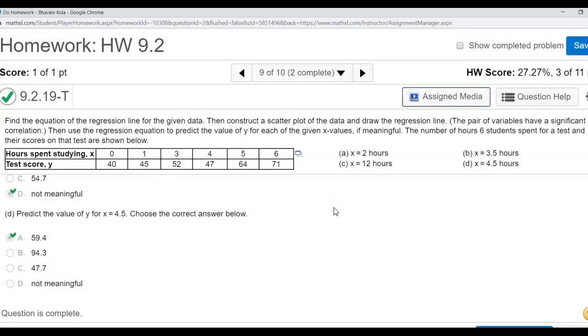Okay? So please, please, please rewind this, work this out, have your pen and paper ready while you're doing this. This is how you find the equation for regression of a line.